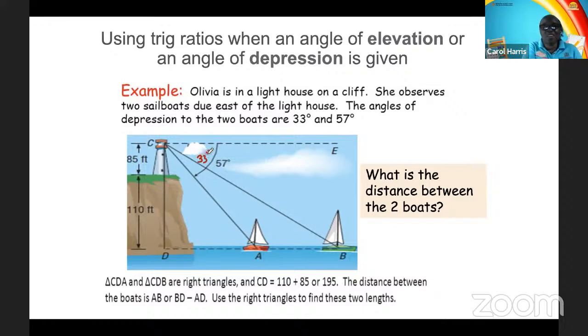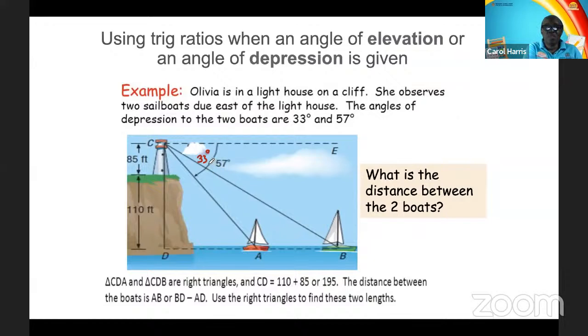So if they ask us to find the distance between the two ships, or the two boats, boat, ship, whatever is the technicality, I don't know. If you notice, what do you notice about triangle CDB? Is it a right triangle? Yes, it would be a right triangle, isn't it? So they're both right triangles. CDB and CDA are both right triangles.